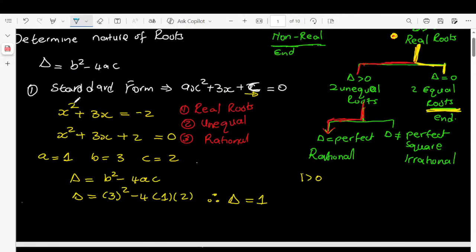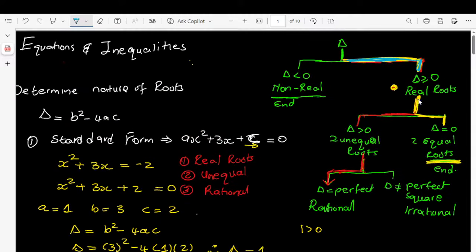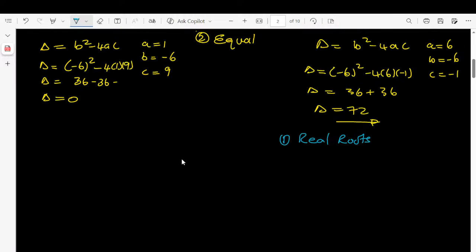Then let's go and check there. Since it's real roots, we have 72. It's not 0, we move in that direction. Where we stop, unequal, then I'm going to write number 2, unequal.